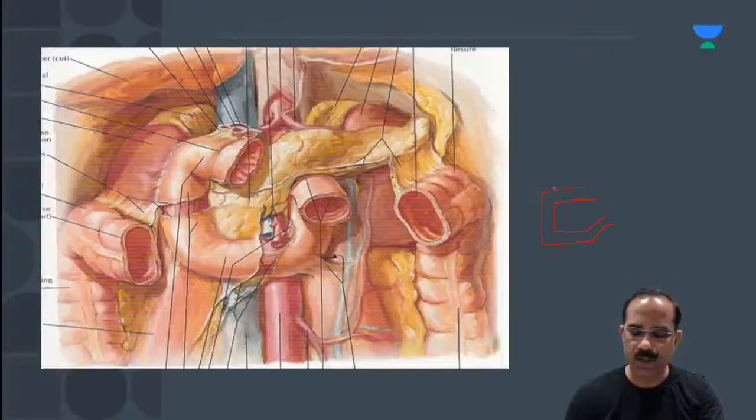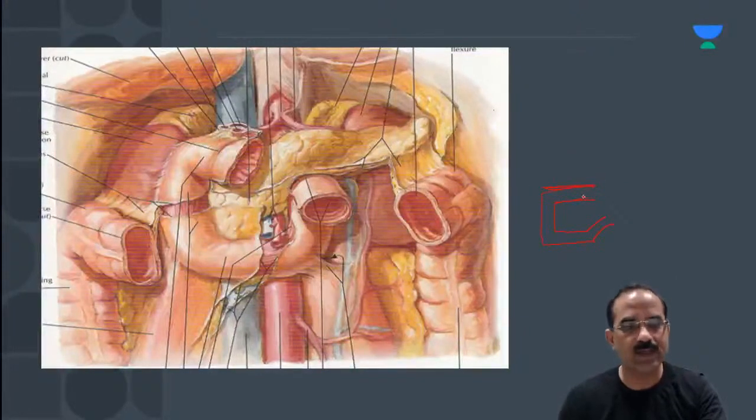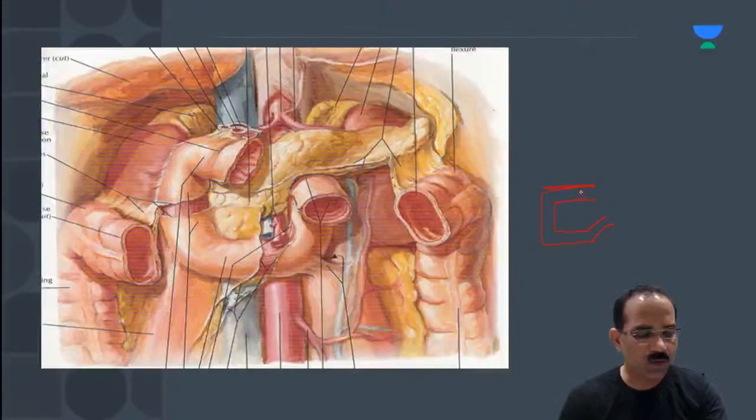The duodenum is something like this. So the first part is 5 centimeters in length, and it lies opposite to the L1 vertebra.